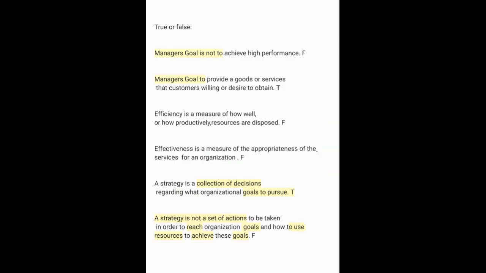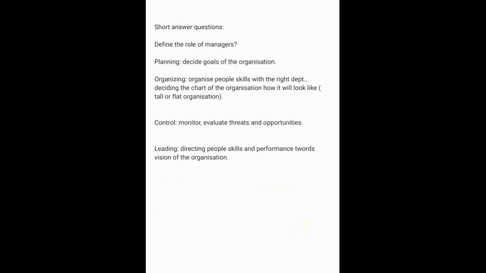This is chapter 1. And if you start by solving a question, it will be fair enough. It is enough.